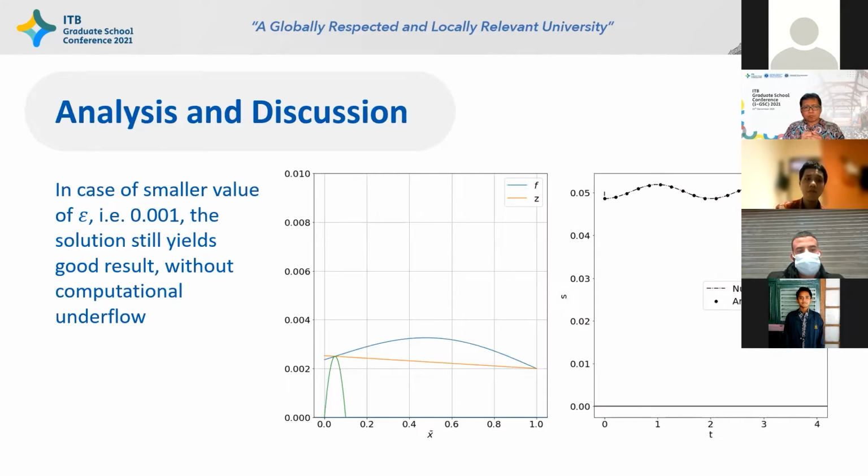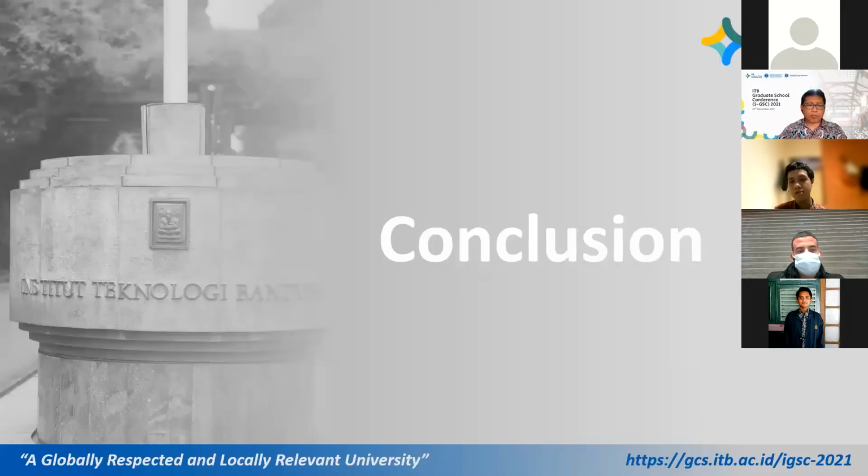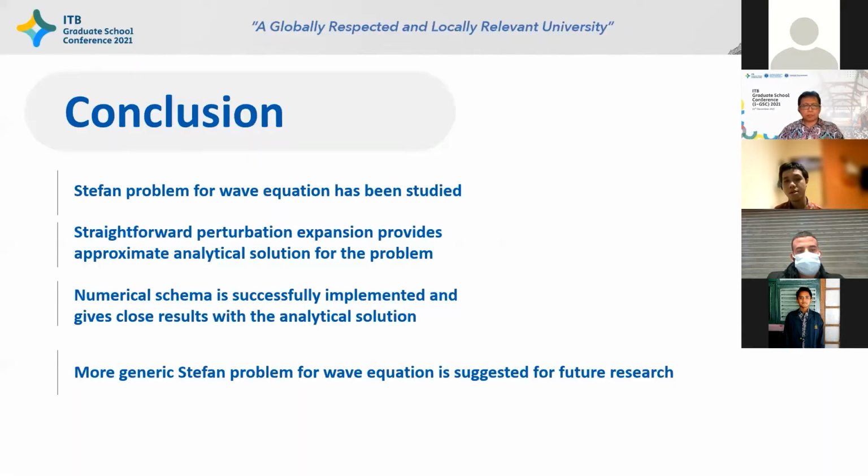If we have a smaller value of 0.001, we still have a good result, but we have a computational problem, because in a previous study it is said that if we choose epsilon too small, we have problems in computing the numerical solution, because it has very small parameters that will cause a rounding problem in computation.